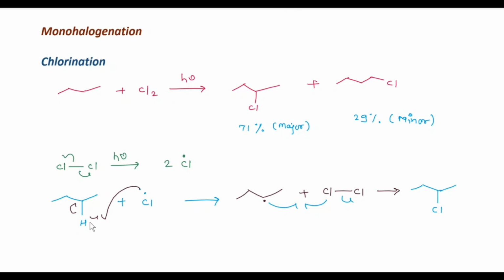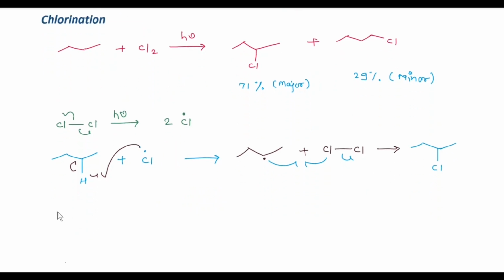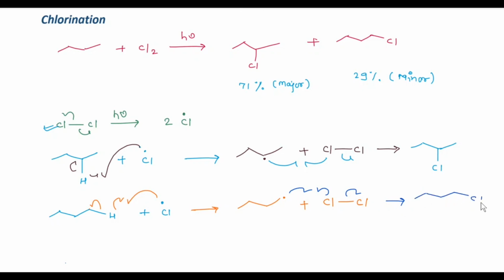Let us see the mechanism of the 1-chlorobutane product. In the next step, this Cl radical abstracts this hydrogen, forming a primary butane radical. This primary butane radical further reacts with a chlorine molecule and we get the minor product, that is 1-chlorobutane.